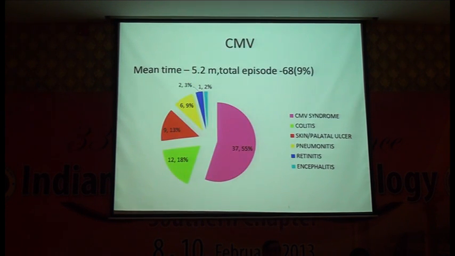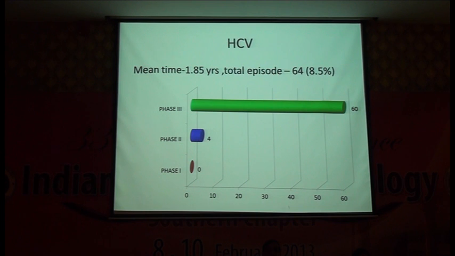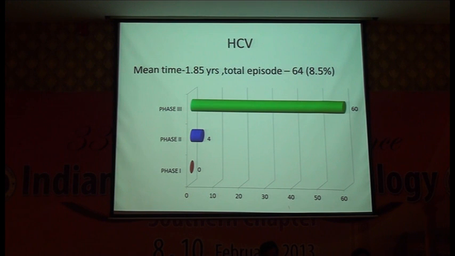infection. Coming to CMV infection, the total episodes were 9% of the total infection episodes, at a mean time of 5.2 months. The most common presentation is CMV syndrome, followed by colitis, and then skin and parietal abscess. Retinitis was present in 3% of the patients. Coming to HCV, the mean time of development is 1.85 years, and it accounted for 8.5% of the total infections, commonly occurring in phase 3, that is, more than 6 months.